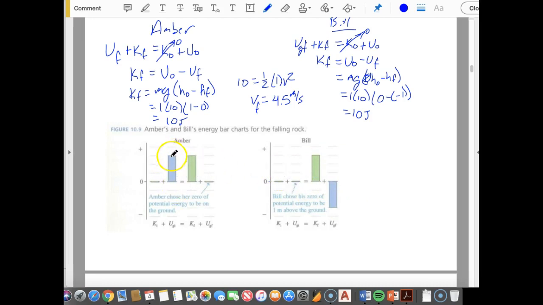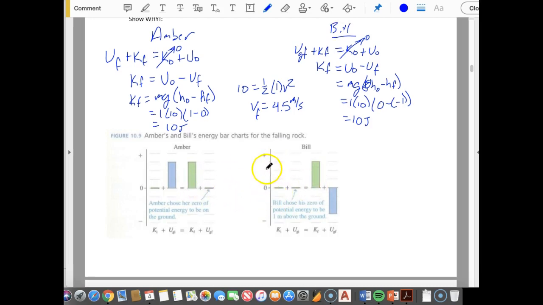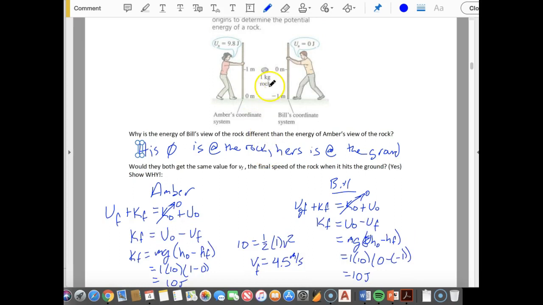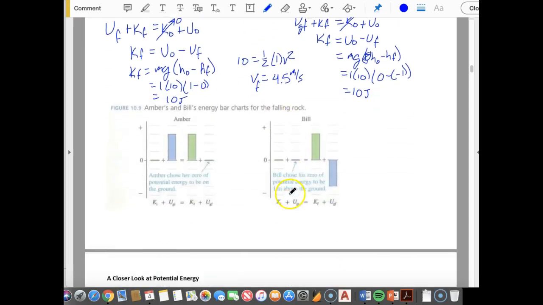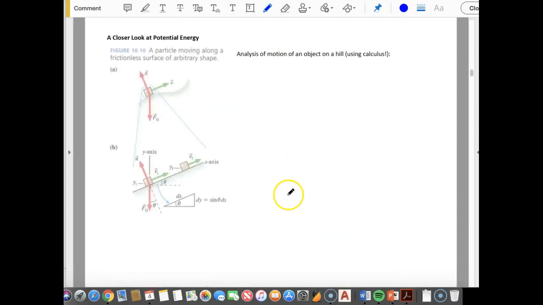And here we've got a positive blue bar, plus 0, is equal to the positive value for this bar plus 0. So in the end, both are conserved. We've just used a different starting point for the rock. So that's how you can go through and prove that that's what's going on.